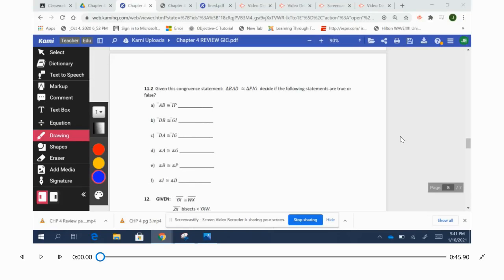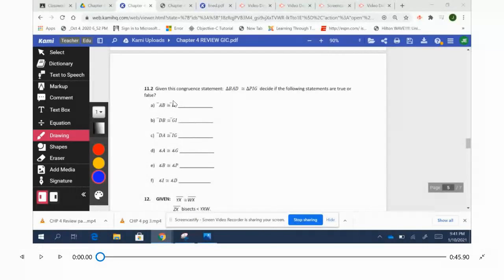This is page 5 of our chapter review. So this is using our congruence statement to decide if the pair of sides or angles they give us can be proven congruent based on the congruence statement. It's really going to come down to, are the letters corresponding? So A is in the second position, B is in the first. So I and P need to be in the first and second position, and they are. So that's kind of what we're going to be looking to do.